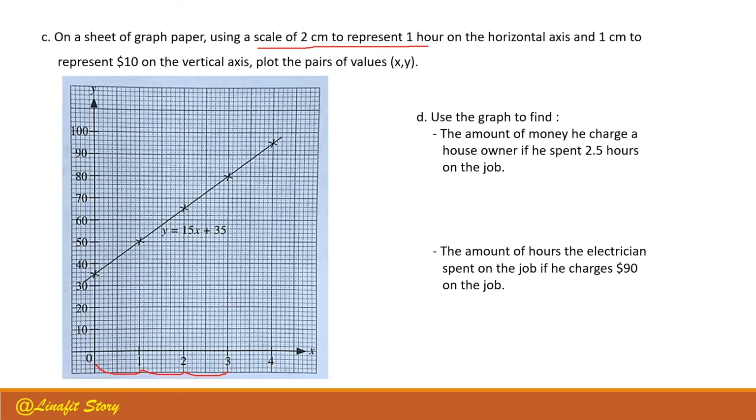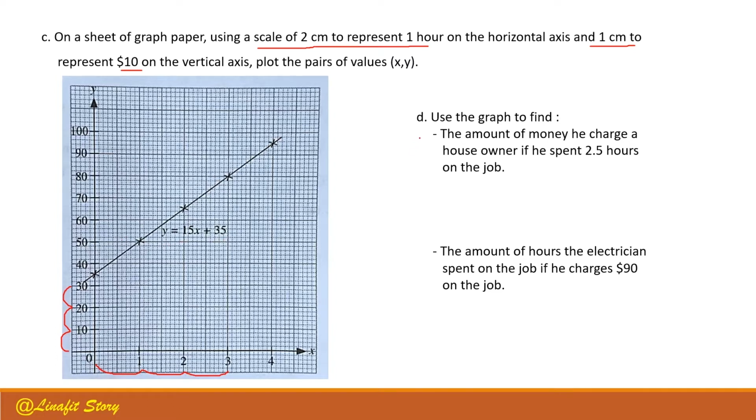And then for the y-axis, 1 cm to represent $10. This is 1 cm, 1 cm, 1 cm. $10, $20, $30, $40. And then join all the points, draw the straight line, and don't forget to write the equation. Y is equal to 15x plus 35.